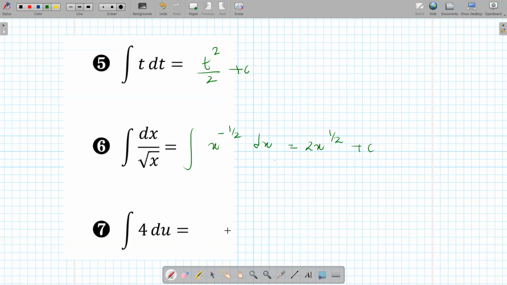Plus c. 7 is interesting. I'll give you a hint for 7. You can rewrite this, again, you look at your variable, it's u. So you can rewrite this as 4u to the power of 0. And the same power rule applies. What do you get? 4u to the power of 1 over 1. Yeah, and that makes sense, right? Because the derivative of 4u is 4, because the letter disappears. And that's it for that question.